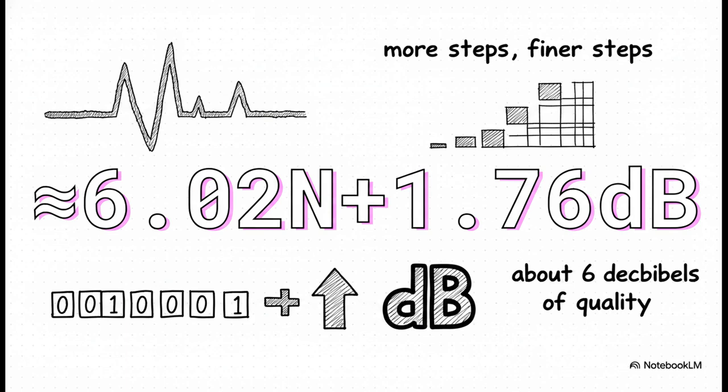The quality of this whole process is measured by something called the signal-to-noise ratio, or SNR. Now, don't worry about the math here, just look at the letter N. That N stands for the number of bits the converter uses. And here's the really cool part. For every single bit you add, you essentially double the number of steps on your staircase. This makes the digital copy way closer to the original. And it crushes that background hiss.